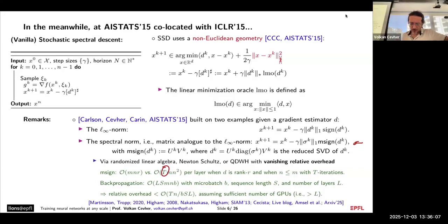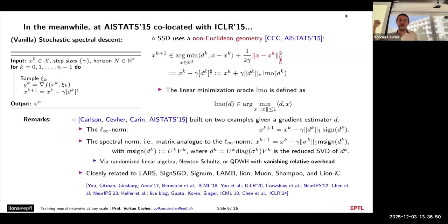But the point is, you look at the backpropagation cost for computing the gradients. It has L times S times M times N times B. That's a bit of a mouthful. So, for a microbatch size of B, sequence length of S, and the number of layers L, the relative overhead is basically T times N divided by BSL. Assuming a sufficient number of GPUs, i.e. the model is large, this just vanishes. In fact, you can take a look at it for, I don't know, 20, 30B models. This is less than 2% overhead. All right.